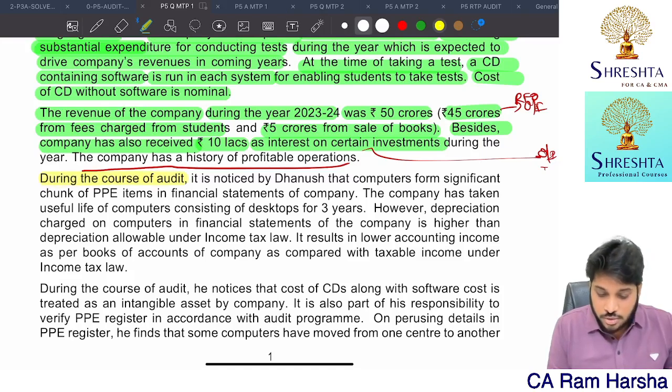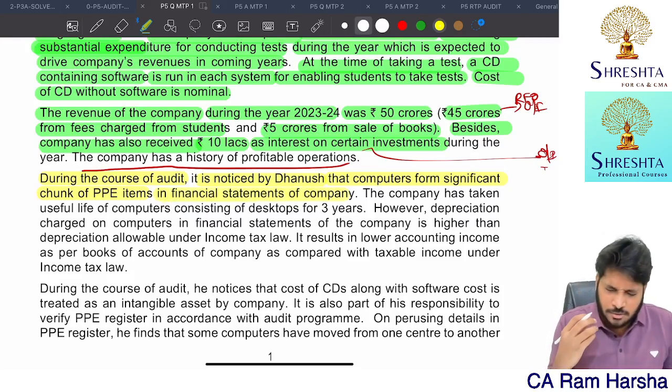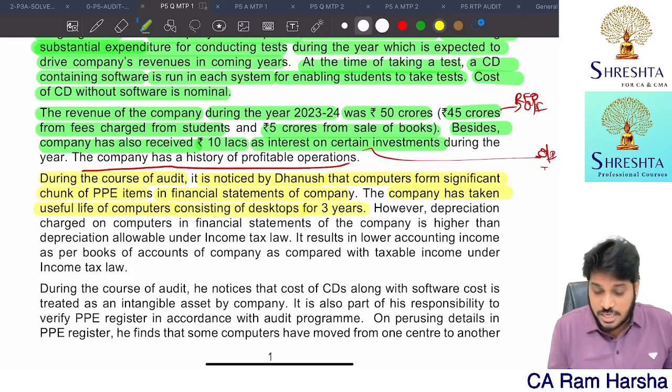Okay. During the course of audit, it is noticed by Dhanush that computers form a significant chunk of PPE in the financial statements. Okay, computers consist of a major part of the plant and fixed assets. The company has taken the useful life of computers consisting of desktops as 3 years. Okay, the company has taken 3 years as the useful life.